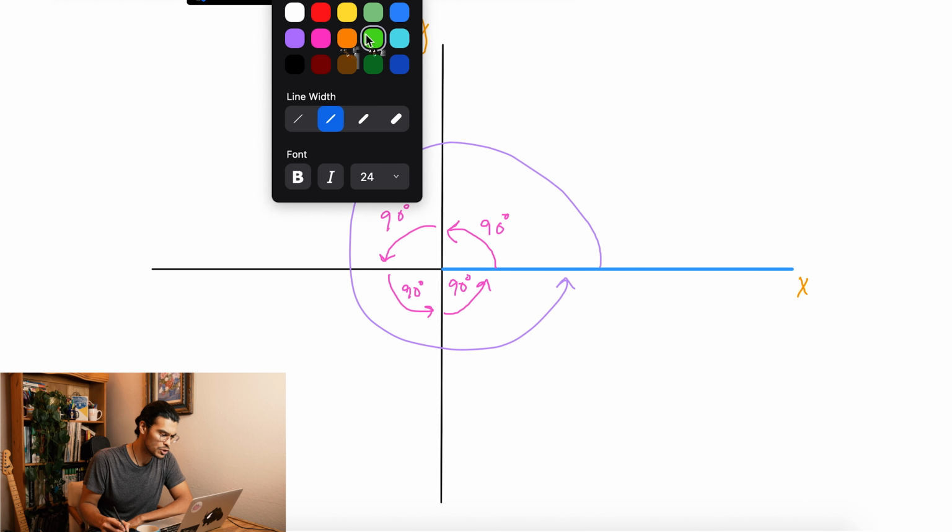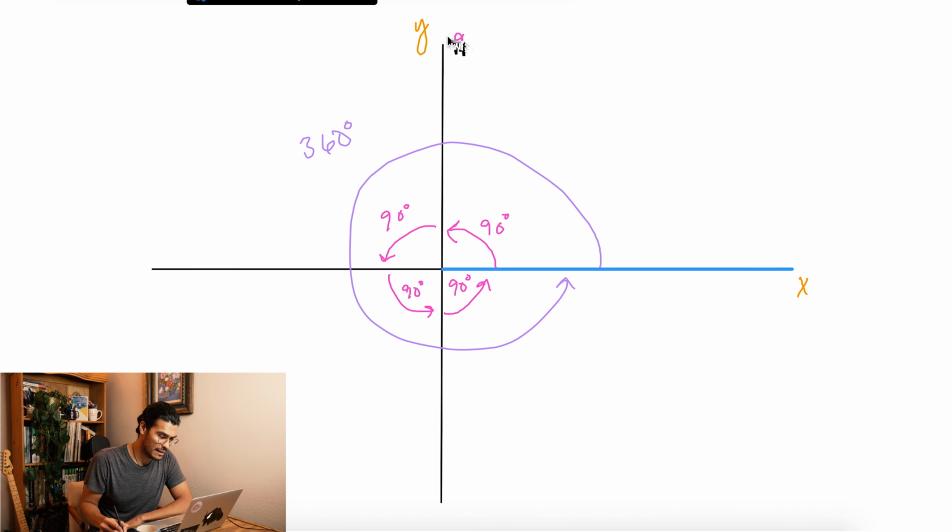Okay? So let's go ahead and label each of these here. This is going to be 90 degrees. This is going to be 180 degrees. This is going to be 270 degrees. And then this positive x-axis is 0 degrees or 360 degrees. They both lie on the same place.